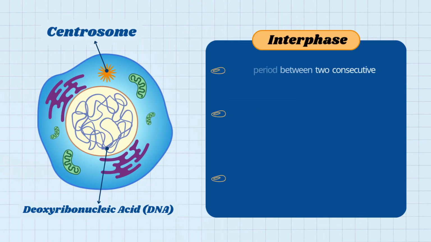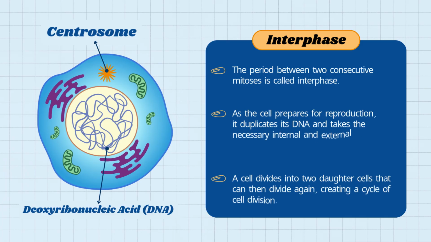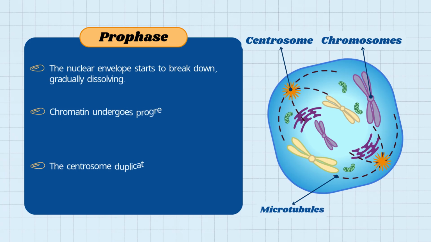All right, so here you go. Number one, interphase. The period between two consecutive mitoses is called interphase. As the cell prepares for reproduction, it duplicates its DNA and takes the necessary internal and external measures to successfully undergo the process. So the cell divides into two daughter cells that can then divide again, creating a cycle of cell division.